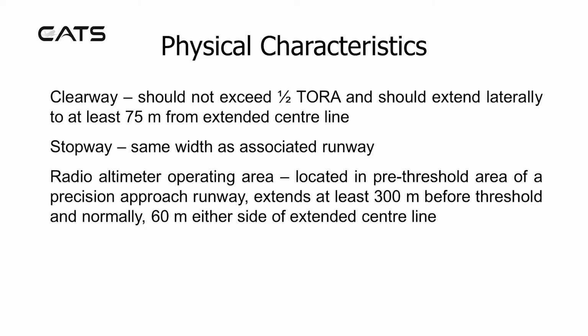A clearway should not exceed half the takeoff run available and should extend laterally to at least 75 meters from the extended centerline. A stopway should be the same width as the associated runway. A radio altimeter operating area is located in the pre-threshold area of a precision approach runway. It extends at least 300 meters before the threshold and normally 60 meters either side of the extended centerline.